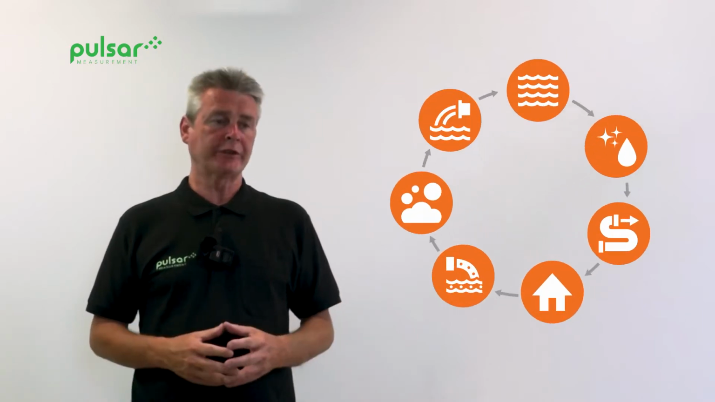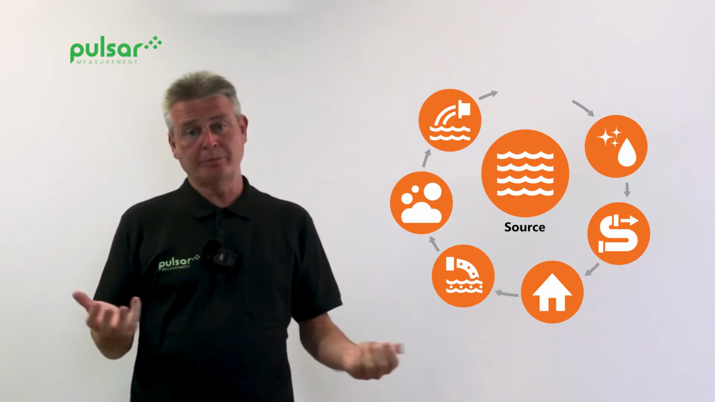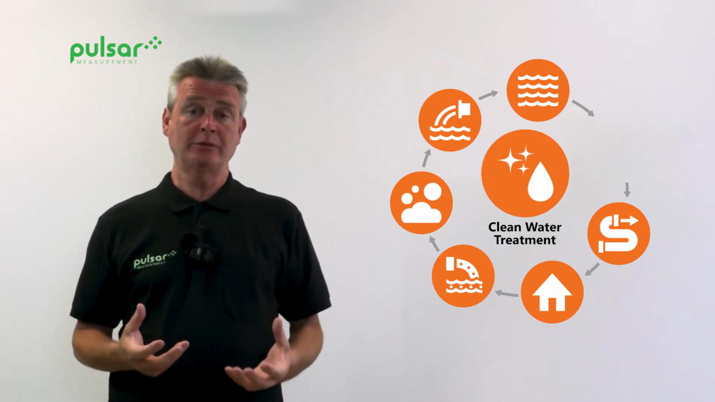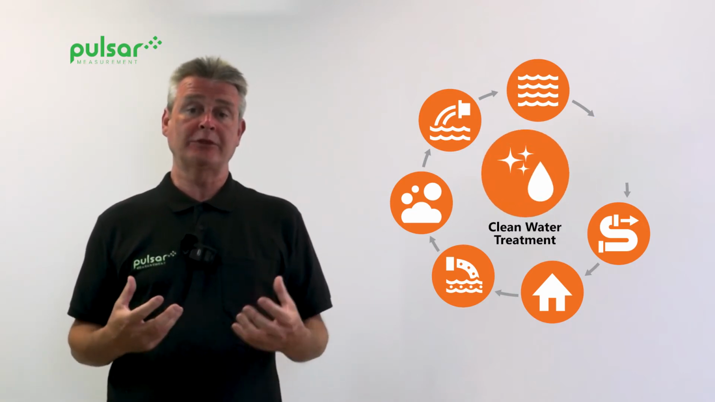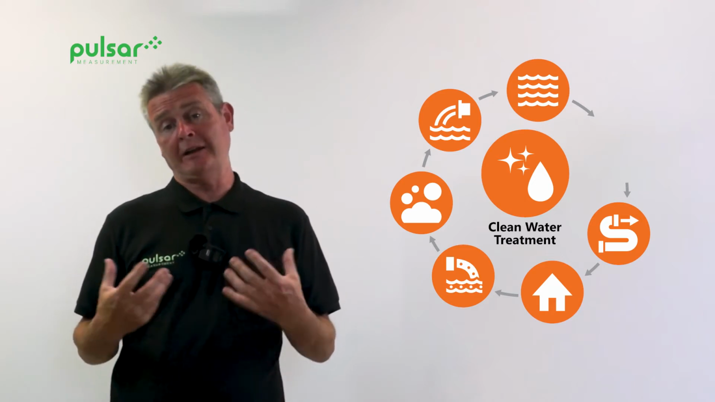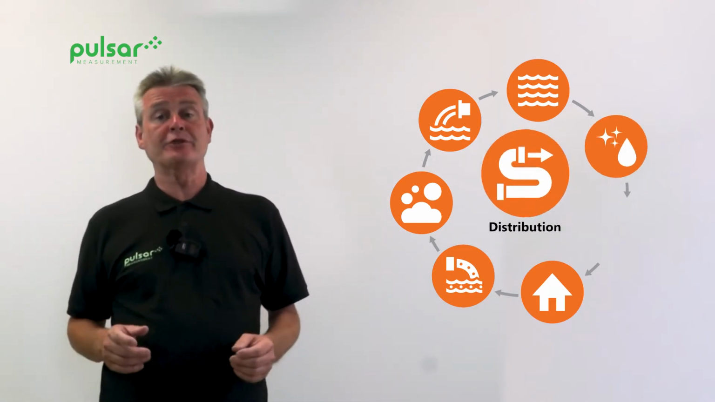In the clean water cycle, the first part of the process is the source. This is where we're actually collecting the water for use. So this would be from a reservoir, could be from a borehole, or it could be from a river. The next part of the process, once we've collected the water from the source, is we're going to take that water and feed it through the clean water treatment process. This process enables us to take the raw water and clean it so it's fit for consumption and fit for use. Once treated, the water is then sent off into the distribution network.